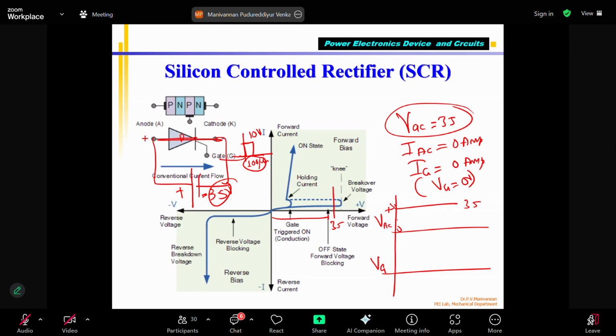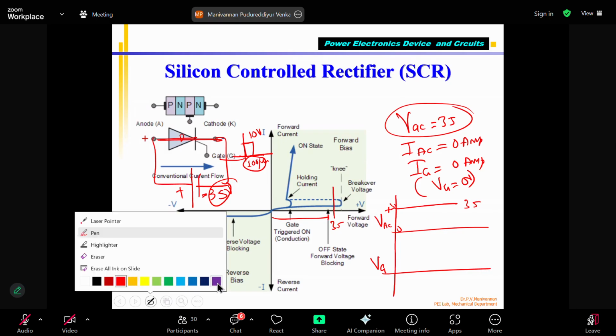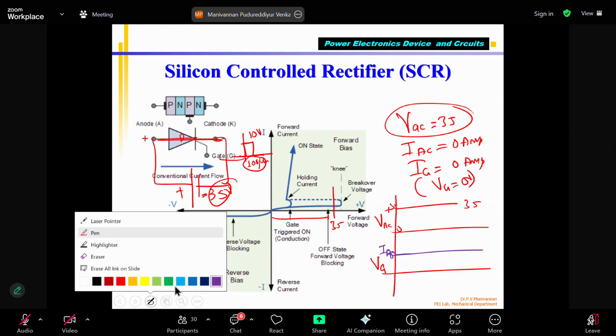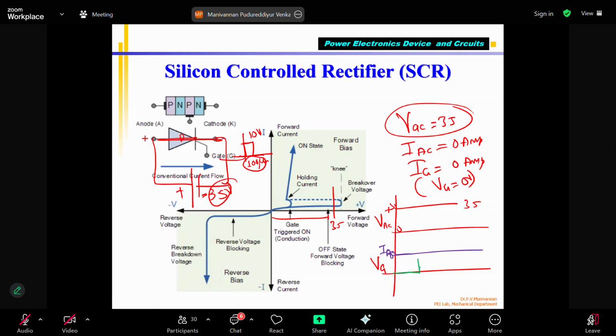Now if I see, the current will be 0. This is IG, and IAC is 0. Then what I do is give a gate pulse after some time. This is the time axis, all are time, starting at 0. After, say, 1 second, I give a 100 microsecond, 10 volt pulse, which is what the manufacturer said.